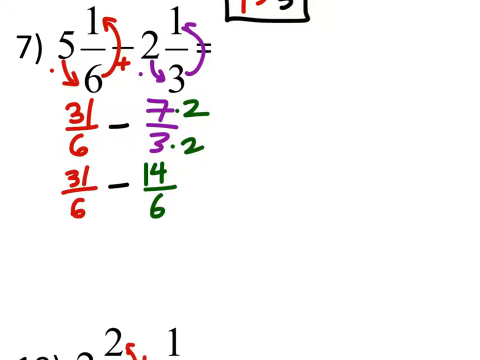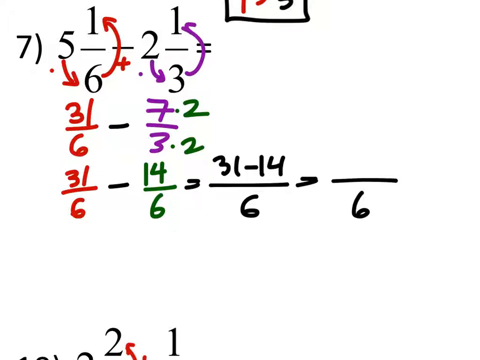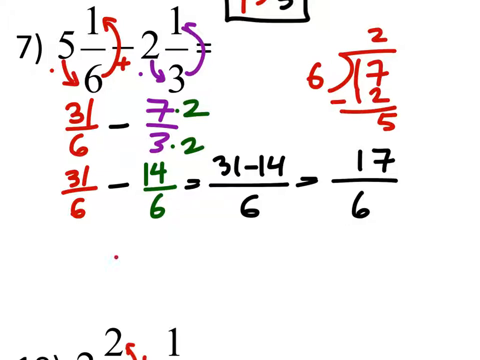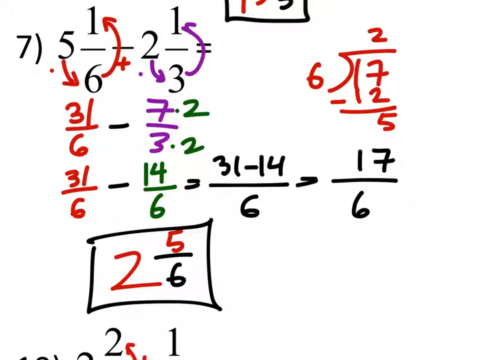Subtract the 14/6. So in sixths, this gives us 31 minus 14, which again in sixths, 17/6, which is almost 3. So we'll divide this 17 by 6, that's 2, 12, remainder of 5. So that ends up being 2 with the remainder of 5 out of 6. Almost 3.